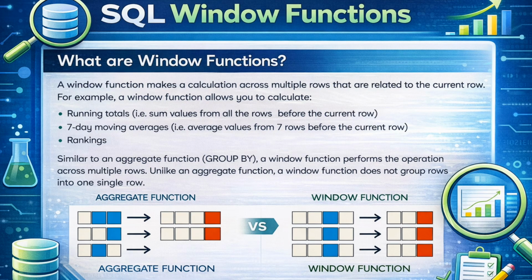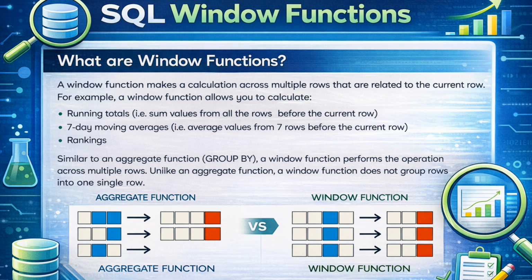So, what exactly are window functions? A window function performs calculations across multiple rows that are related to the current row without collapsing the data. This means you can analyze trends while still keeping each row intact. For example, you can calculate running totals, like summing all previous rows up to the current one. You can also compute moving averages, such as a 7-day rolling average, and even generate rankings within your dataset.